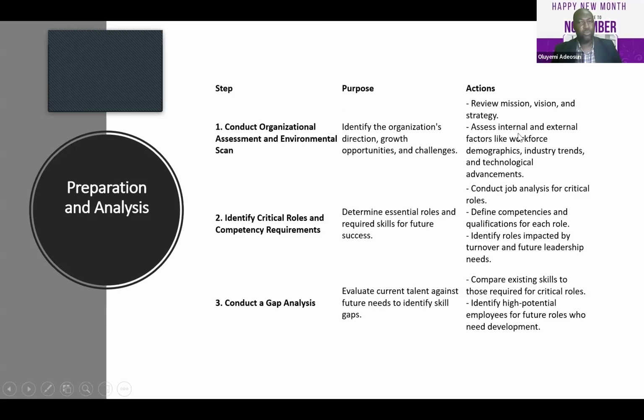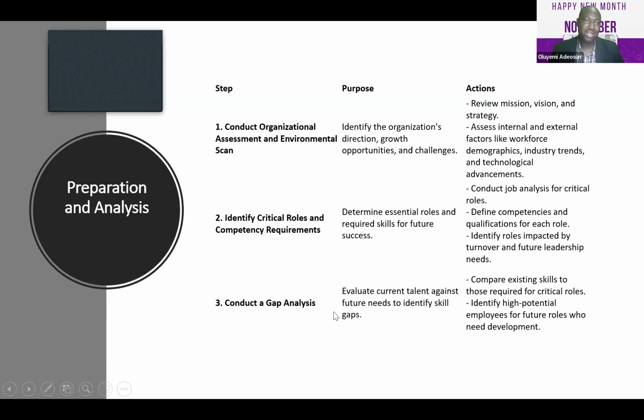By doing a thorough job with number 1. You need to have assessed internal and external factors like workforce, demography, industry strength, technology advancements, and so forth. So every step is a precursor to the next step. So define competencies and qualifications for each role. Identify roles impacted by turnover and future leadership.